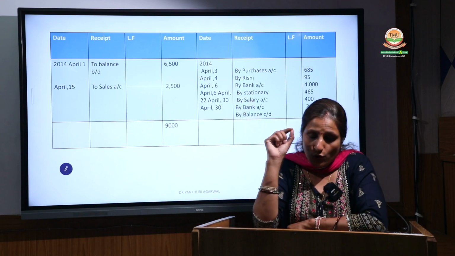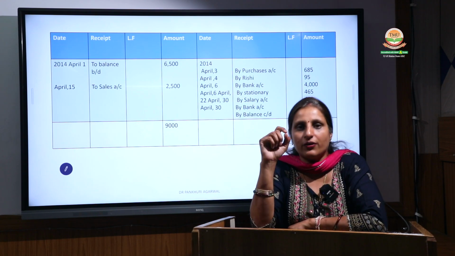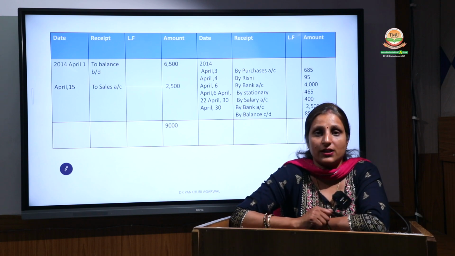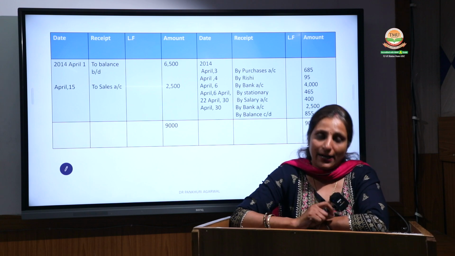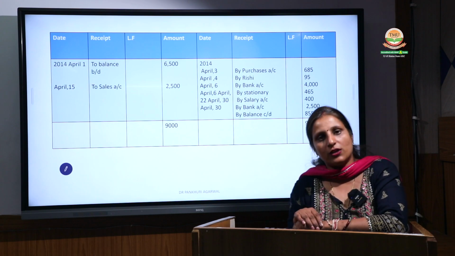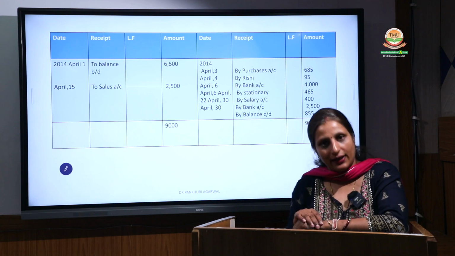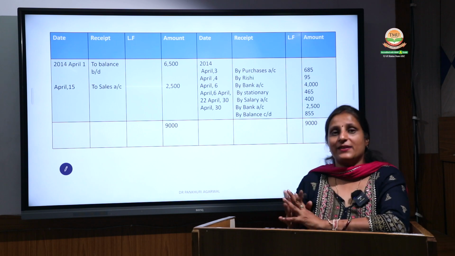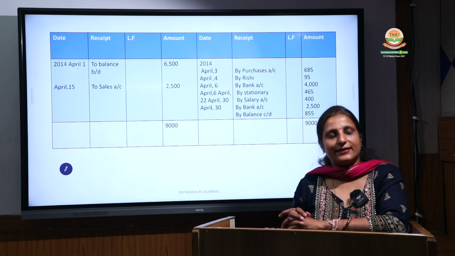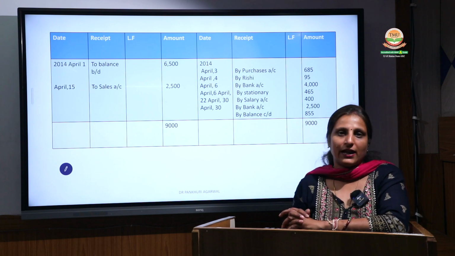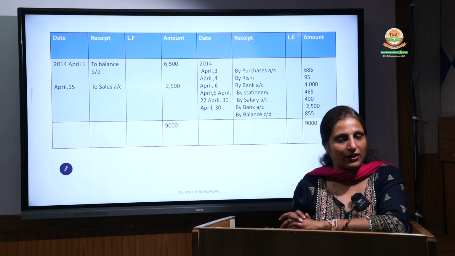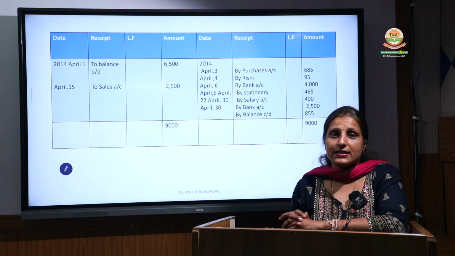Means whichever total is larger, that total will be on both sides when you are preparing the ledger account. Means if the debit side total is larger than the credit side, that total will come on both sides. And if the credit side total is larger than the debit side, that total will come on both sides. What next? For example, here the debit side total is more than the credit side. The debit side total is 9,000 and the credit side total is 8,145. So it is less by 855.